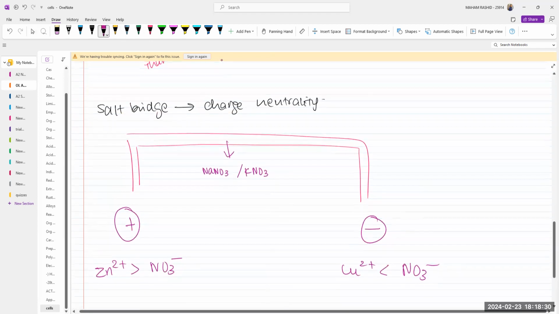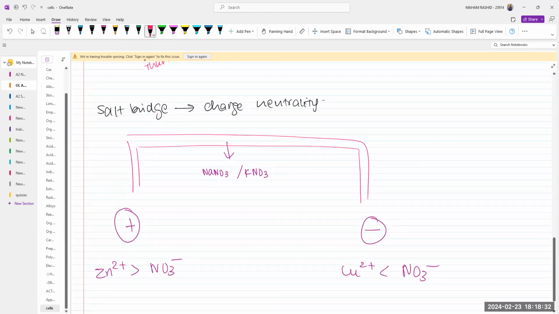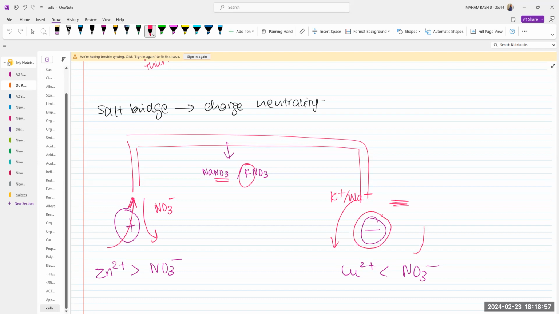So what happens here is, to remove the positive charge, either zinc goes into the salt bridge or NO3- comes into the salt bridge. And on this side, K+ or Na+ either enters to neutralize this negative charge, or NO3- leaves to reduce the negative charge. So basically, this is for preventing any sort of charge imbalance.